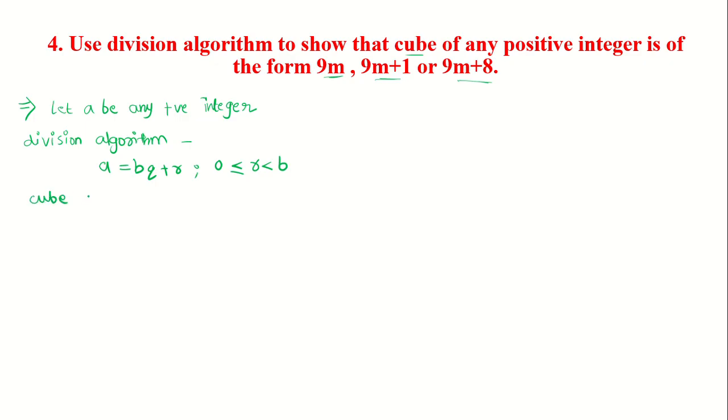Now, the cube of a, that is the cube of the positive integer. So we consider the positive integer as a, and we need to do the cube of this a. When we do the cube of this integer, what equation will you get? a cube equals (bq plus r) whole cube. Now, what is the value of b? Quickly answer me. Right, it is 9. So b value is 9, and a cube equals (9q plus r) whole cube.